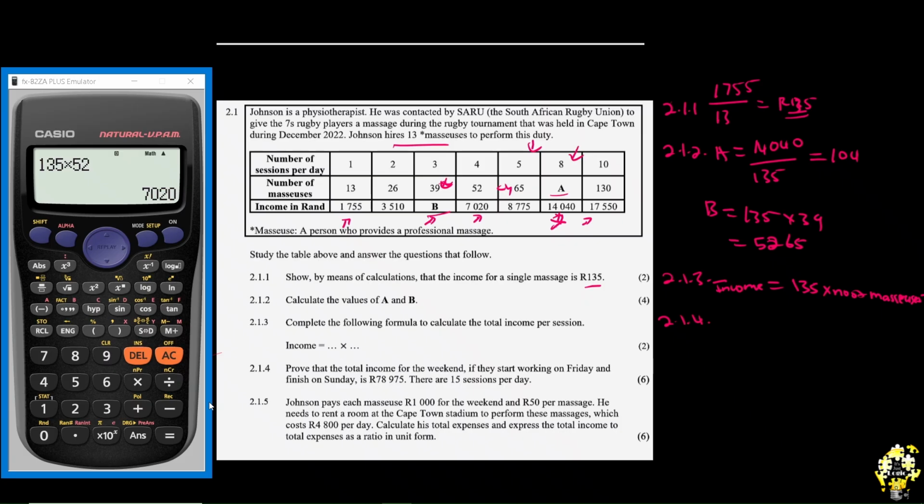2.1.4. Prove that the total income for the weekend, if they start working on Friday and finish on Sunday, is 78,975. There are 15 sessions per day. Let's do our calculations. So, if they start working from Friday until Sunday, how many days would they have worked? Friday 1, Sat 2, Sun 3. So they would have worked 3 days.